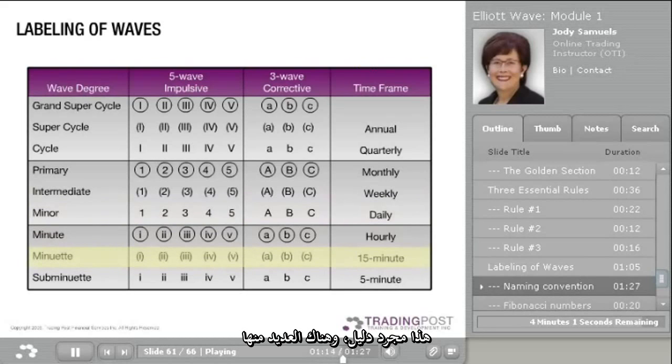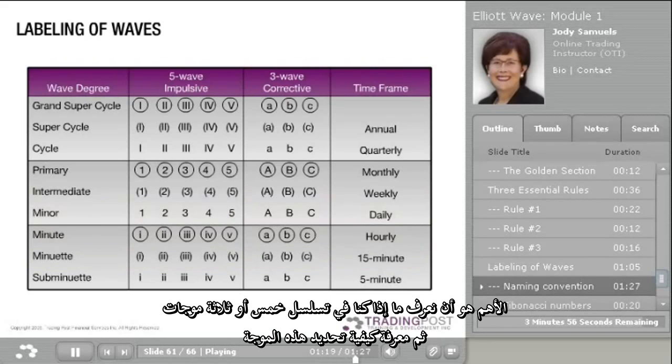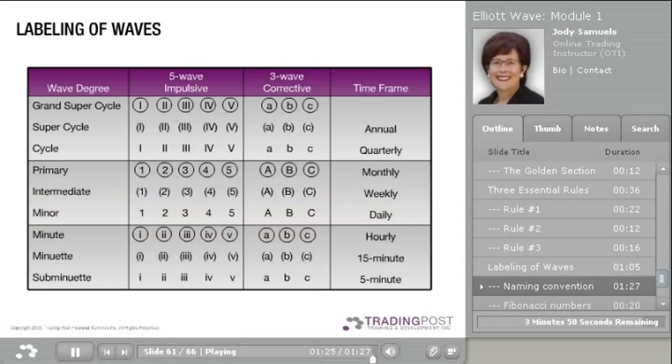It is merely a guide, and there are other conventions. Most important to know is whether we are in a 5 or a 3-wave sequence, than to know exactly how to label the move.